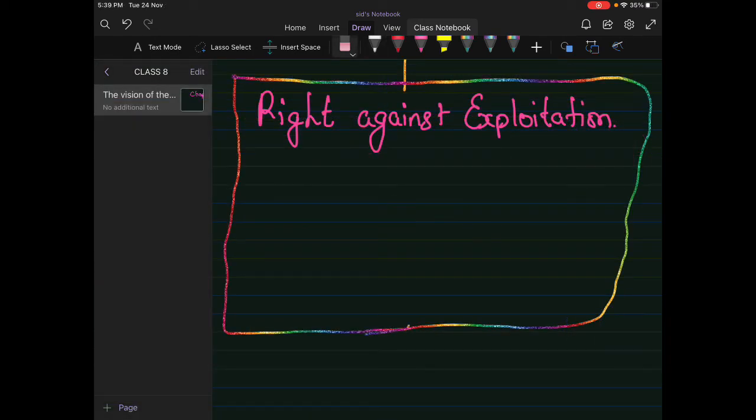So now let us move to the right against exploitation. The right against exploitation prohibits trafficking of human beings. Trafficking simply means illegal buying and selling of human beings. For example, small kids, men and women are bought and sold for illegal business and trades. So trafficking of human beings is prohibited by the right against exploitation.